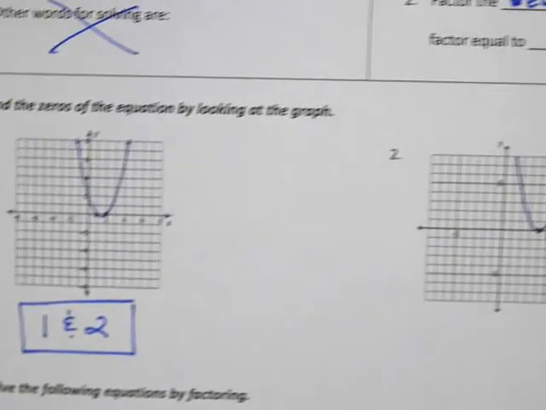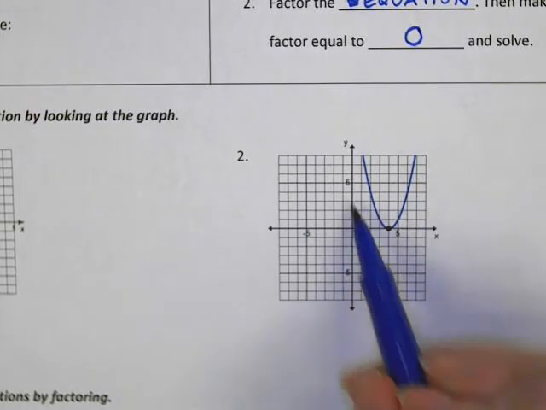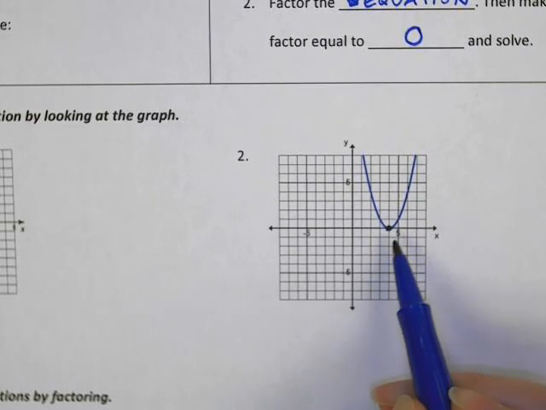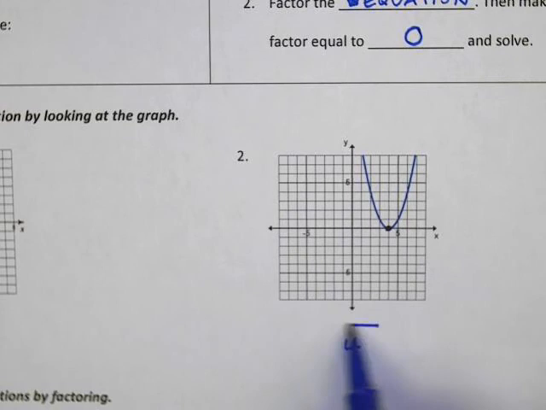All right, number 2, same thing. Solve by looking at the graph. Where does the graph cross the x-axis? It looks like it crosses right here, and that is at x equals 4. So the solution is at 4.